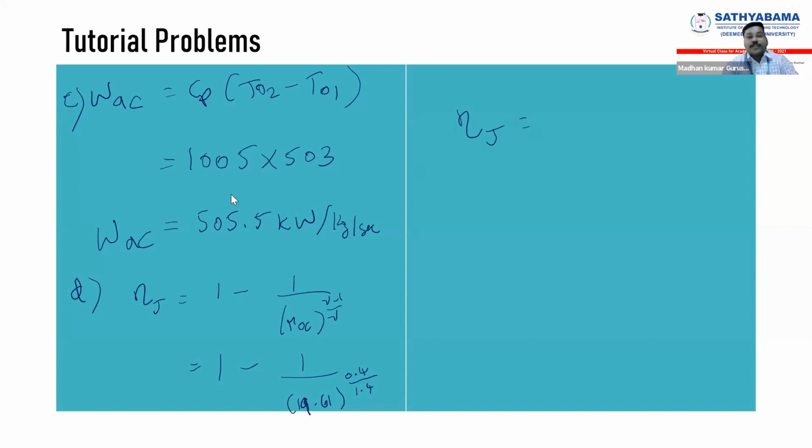So 0.57. Very good. So it is 0.57, that is 57%. Right? The efficiency of the jet engine is 57%.